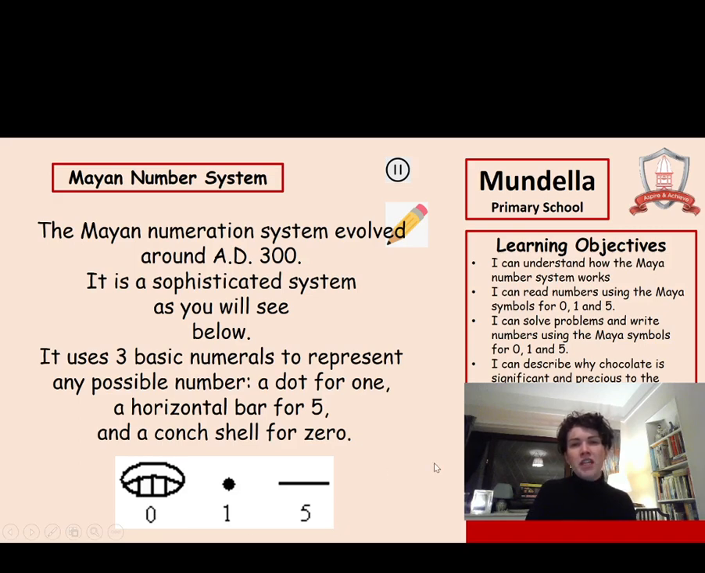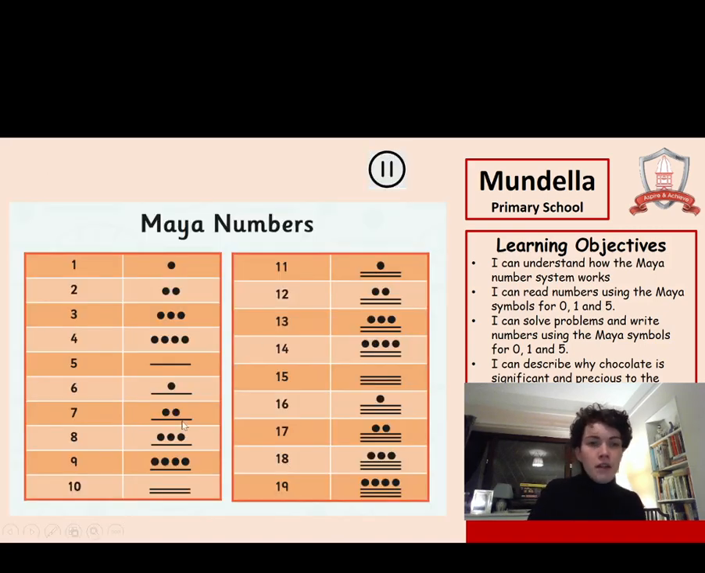Now the Maya were particularly clever because they were the first to come up with the idea of having a 0, which of course has huge implications for the numbers that you can create and of course for place value, as we know from our maths lessons. Let's look to see how the system works. So here are some of the numbers.